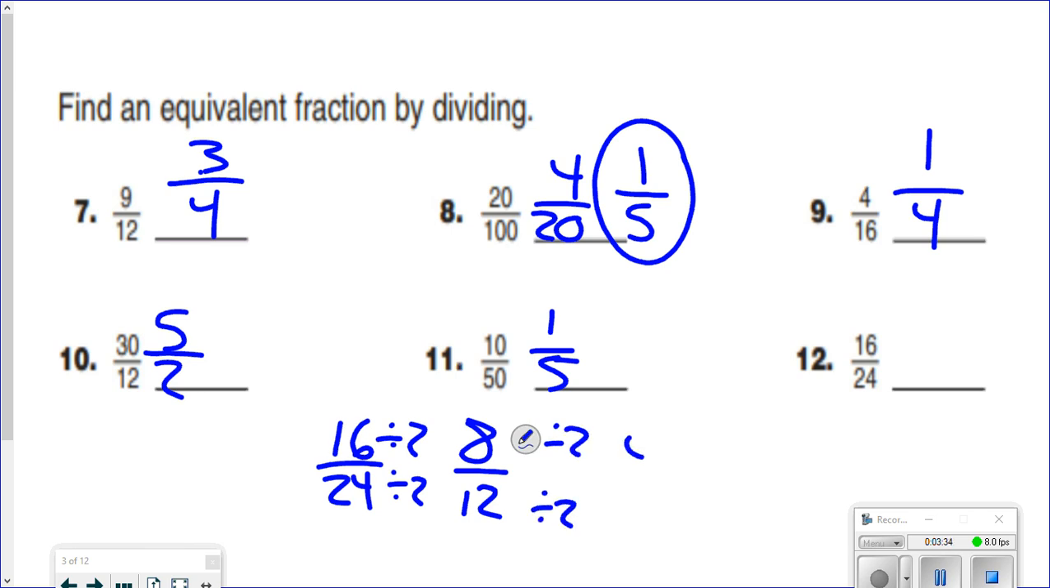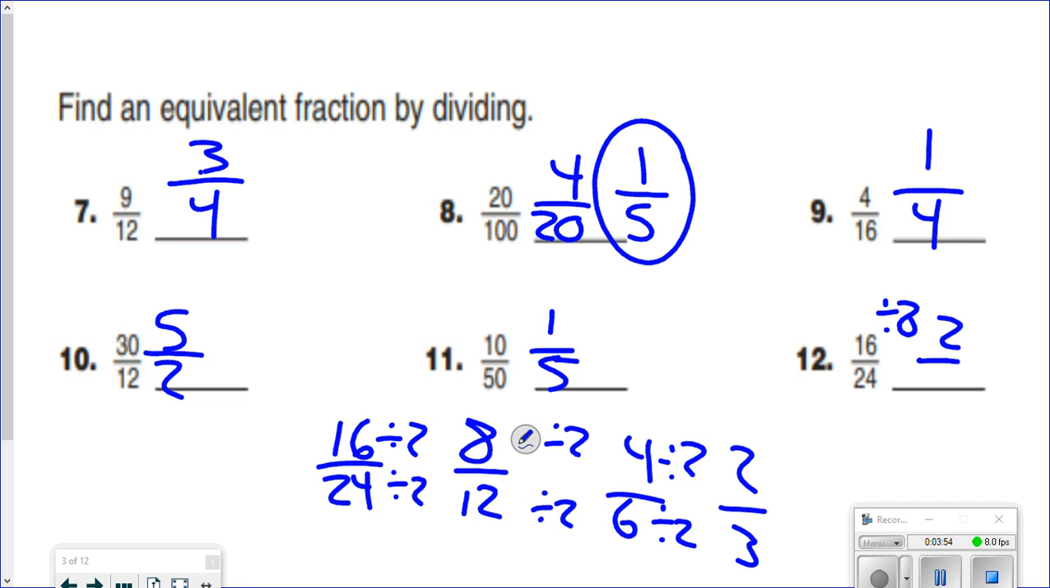8 divided by 2, we get a 4. 12 divided by 2, we get a 6. We can make those even smaller. Divided by 2, divided by 2. We get a 2/3. 2/3 is your answer. But let me ask you this, kids. What if we were to divide both these by 8 right away? 16 divided by 8 is 2. 24 divided by 8 is 3.